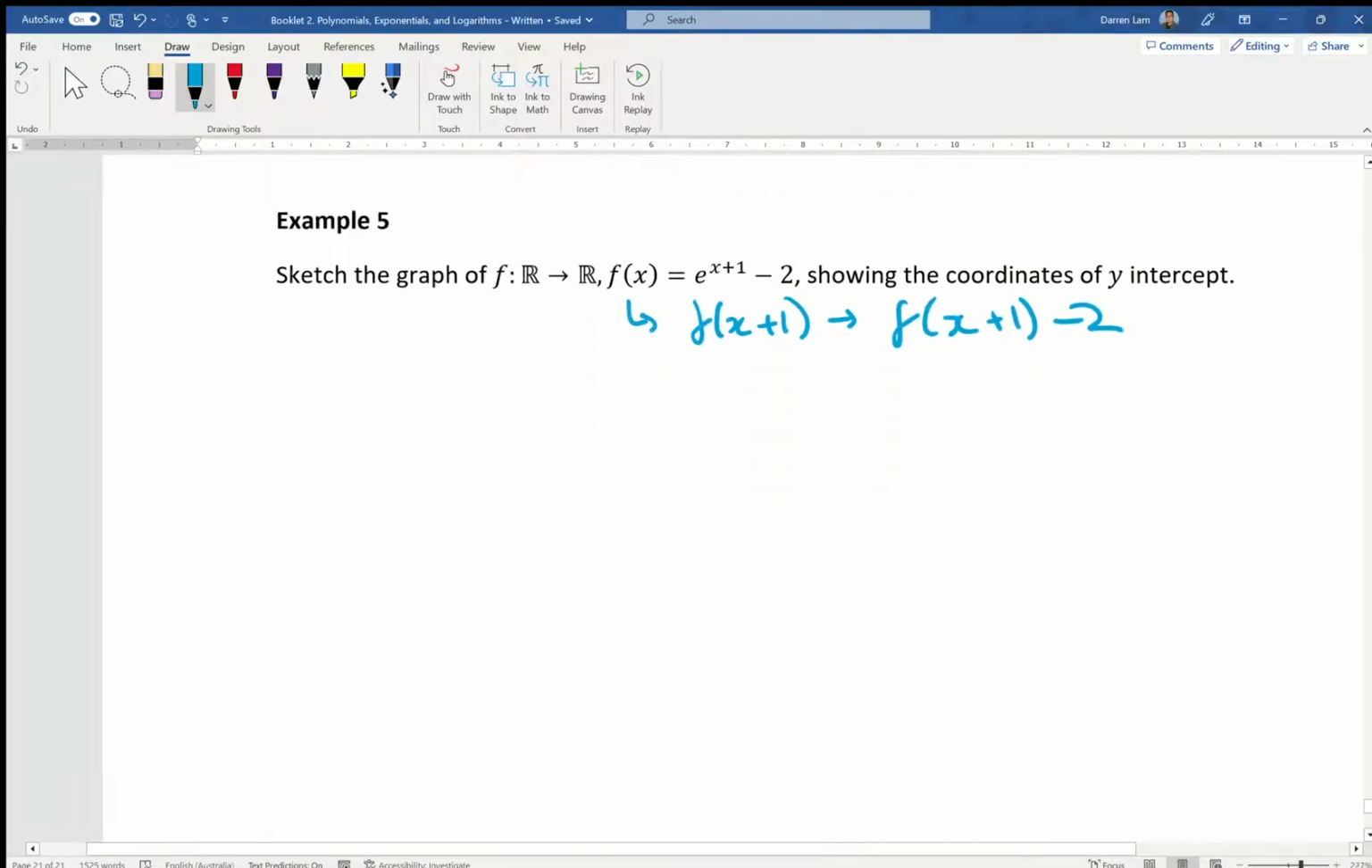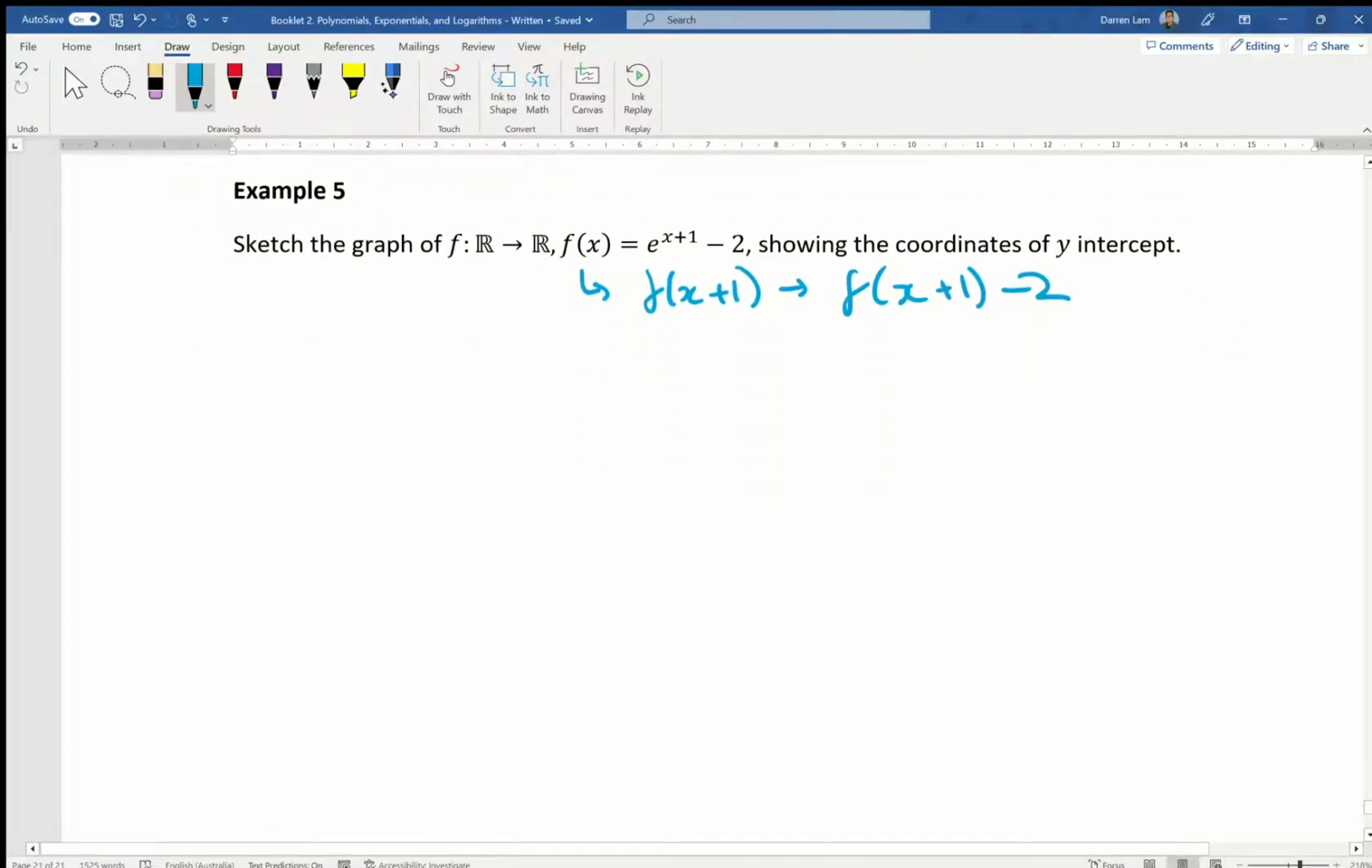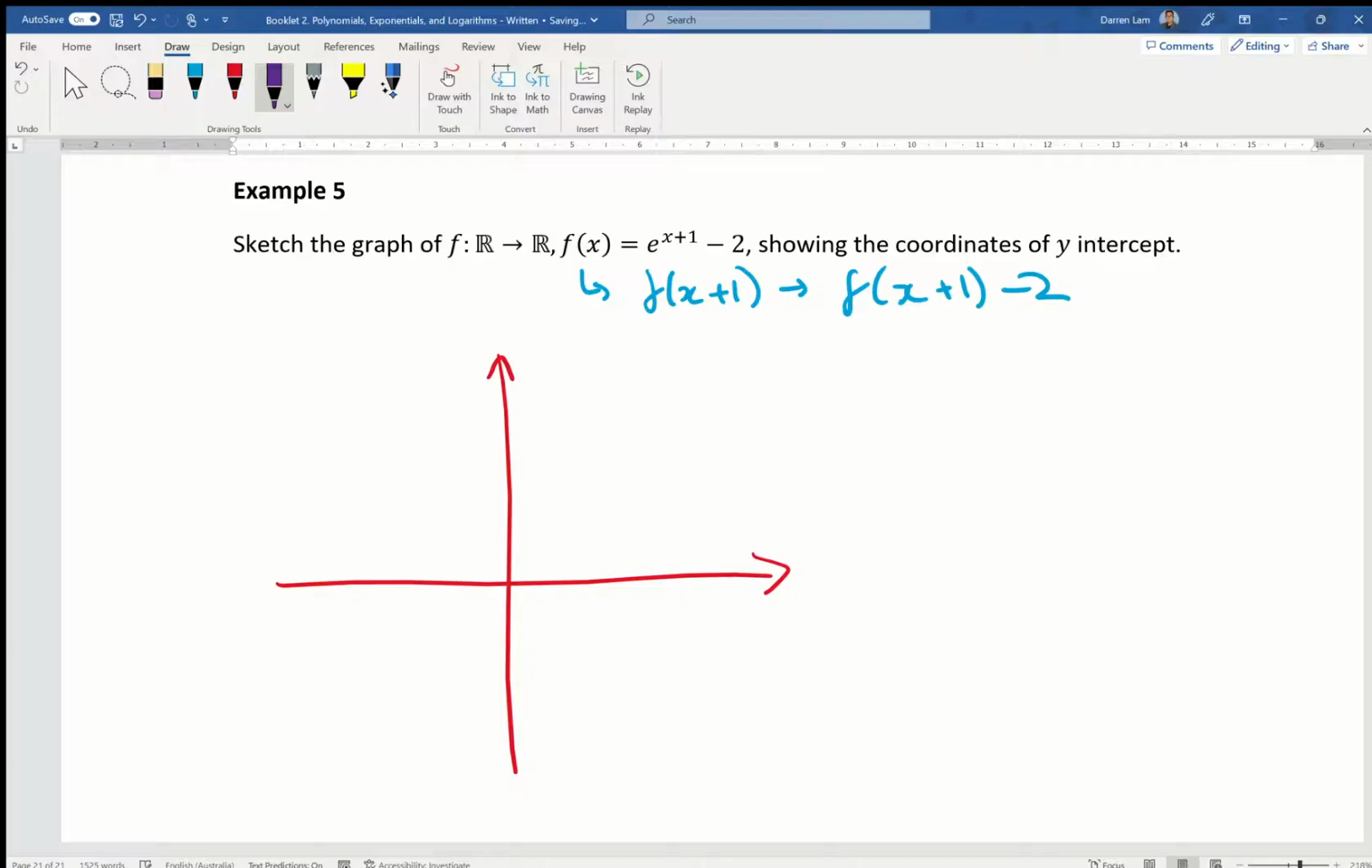So if we're going to sketch the graph of e to the power of x plus 1 minus 2, I'm going to sketch my original function first. You don't need to do this step, but I'll show you what e to the power of x looks like. It looks like an exponential function. If I substitute x equals 0, I end up with e to the power of 0, which is 1, so we have the point (0, 1).